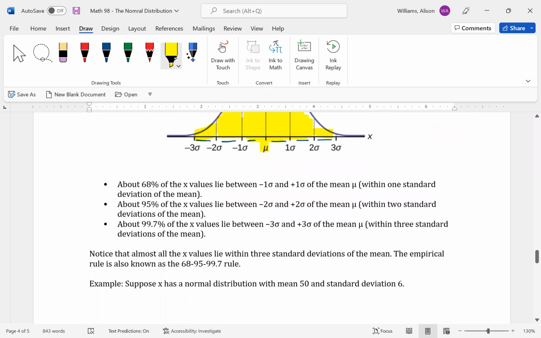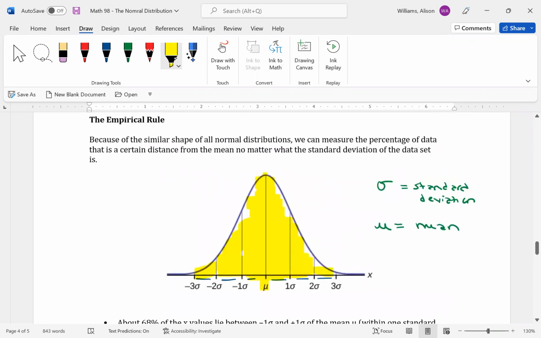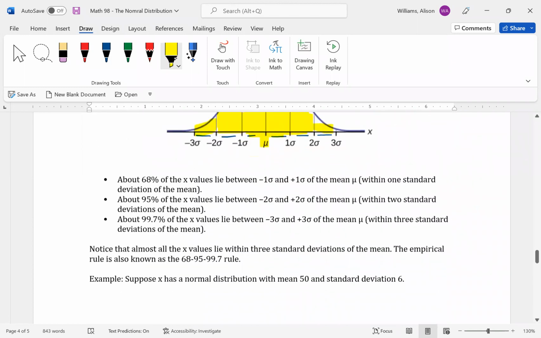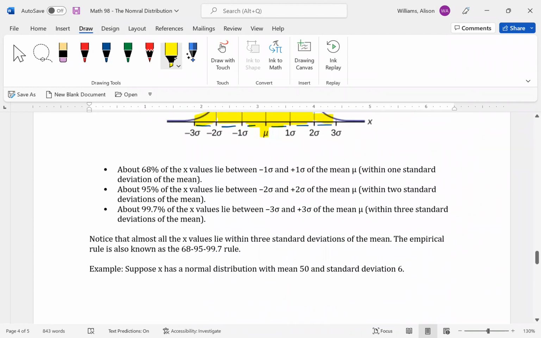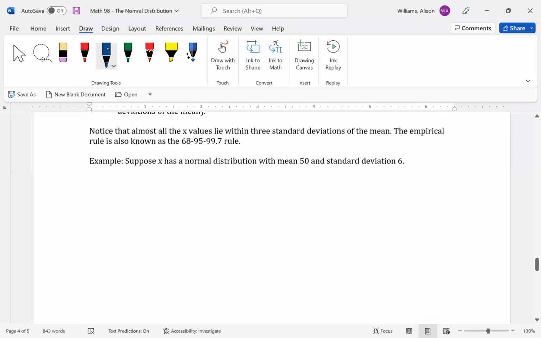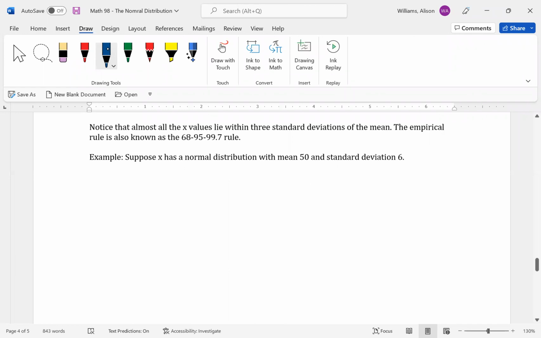They call this rule, by the way, the 68, 95, 99.7 rule, as well as the empirical rule. It's been known by both names. And let's use this idea of 3 standard deviations with an actual example. Let's say we're told that the mean is 50 and the standard deviation is 6. So here I'm going to use my symbols. Mu equals 50, that's the mean, and sigma equals 6.